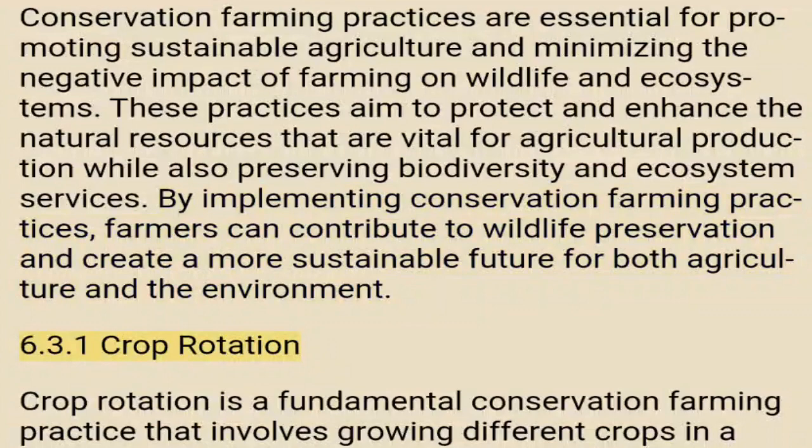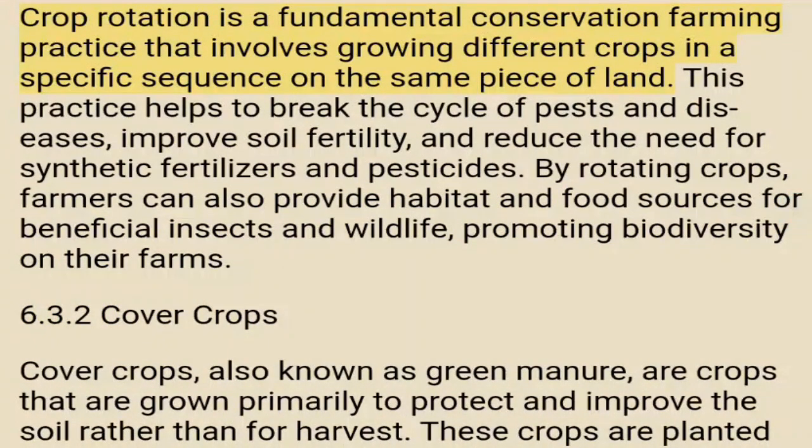6.3.1 Crop rotation. Crop rotation is a fundamental conservation farming practice that involves growing different crops in a specific sequence on the same piece of land. This practice helps to break the cycle of pests and diseases, improve soil fertility, and reduce the need for synthetic fertilizers and pesticides. By rotating crops, farmers can also provide habitat and food sources for beneficial insects and wildlife, promoting biodiversity on their farms.